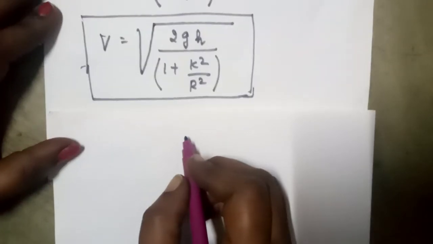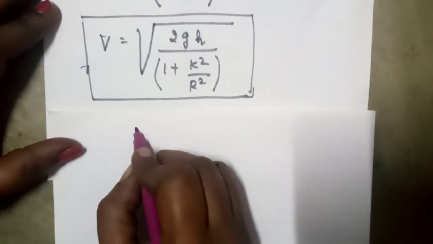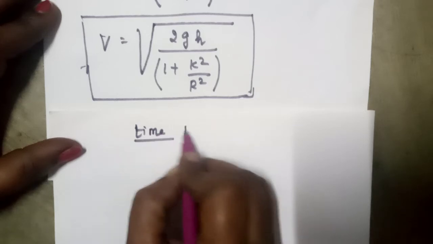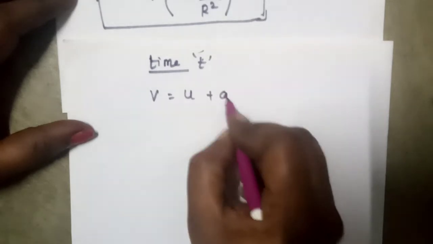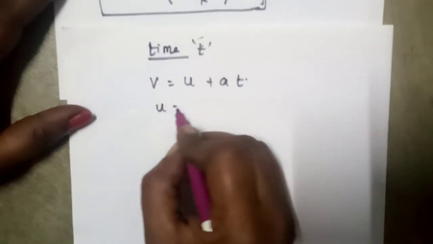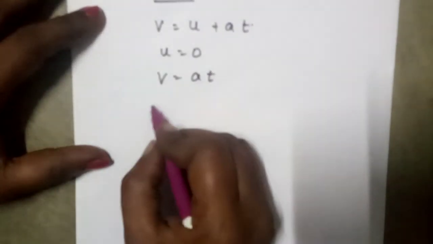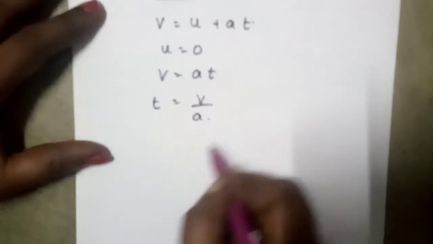Now we are going to find the time taken, t. What is the time taken by that round object when it reaches the bottom? For that we consider the expression v is equal to u plus at. As usual u is equal to 0, so v is equal to at, and we are going to find t. So t is equal to v by a.